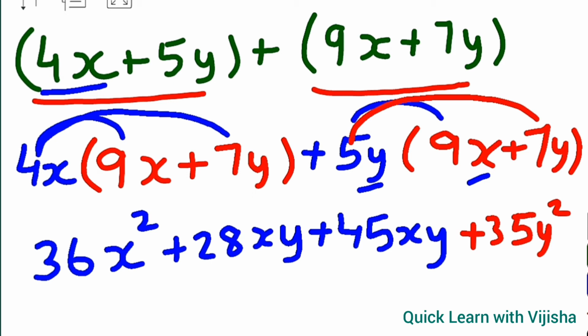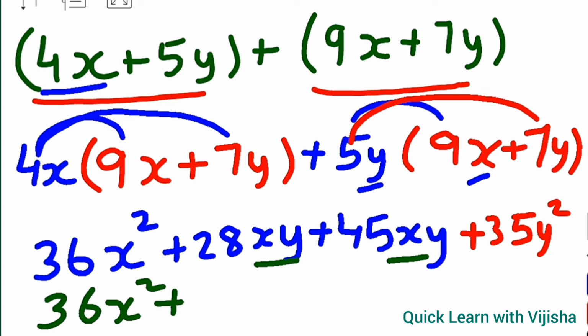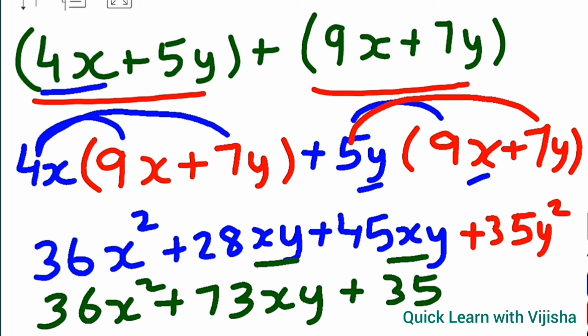Now one more step is there in this. 36x square. Now xy and xy terms are 2, so we will do the addition for both the numbers. Plus 28 plus 45 will give you the answer as 73xy. So we have combined both the xy terms together. Plus no terms are there for y square, so we will write 35y square. Understanding, children? So this way addition of two polynomials is done. This concept is very important for your further classes also.